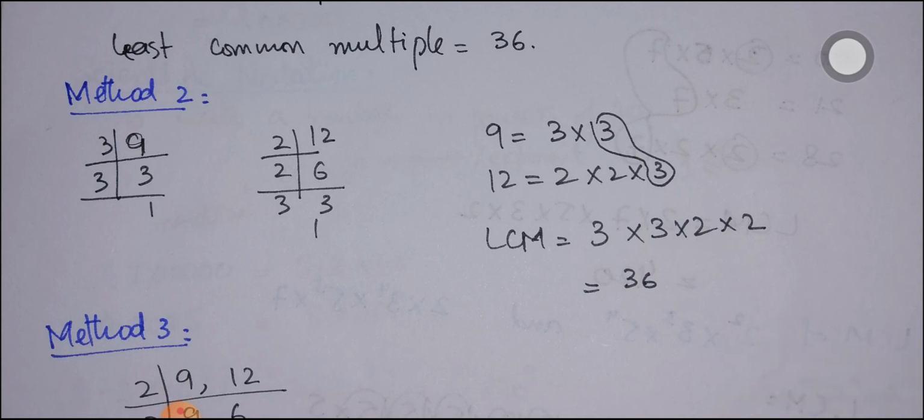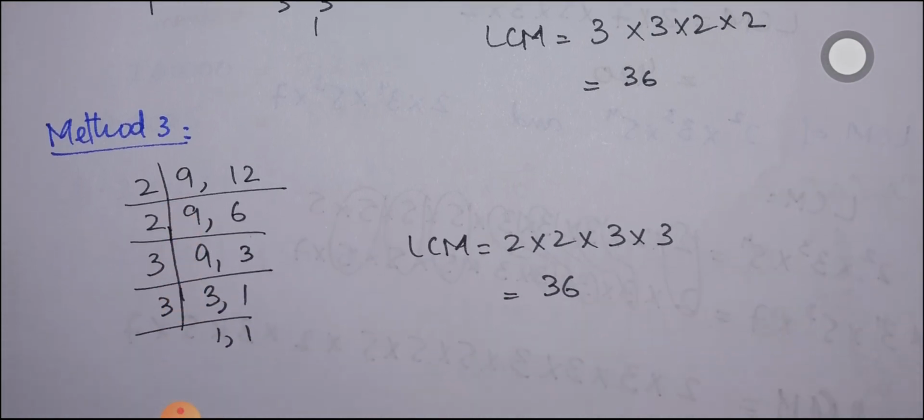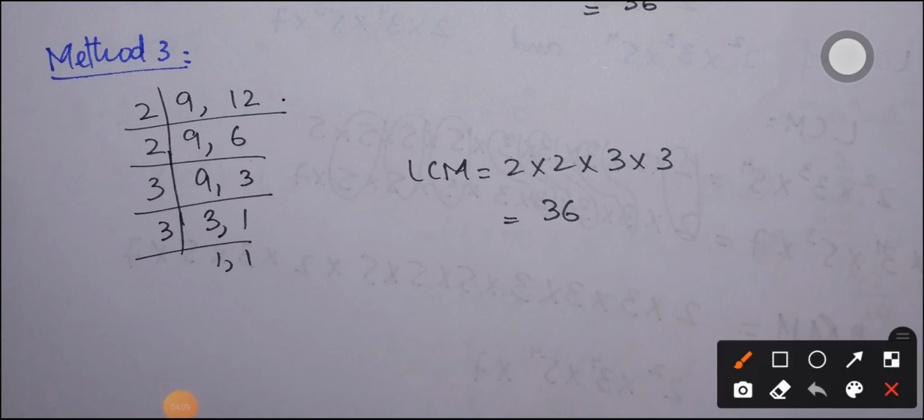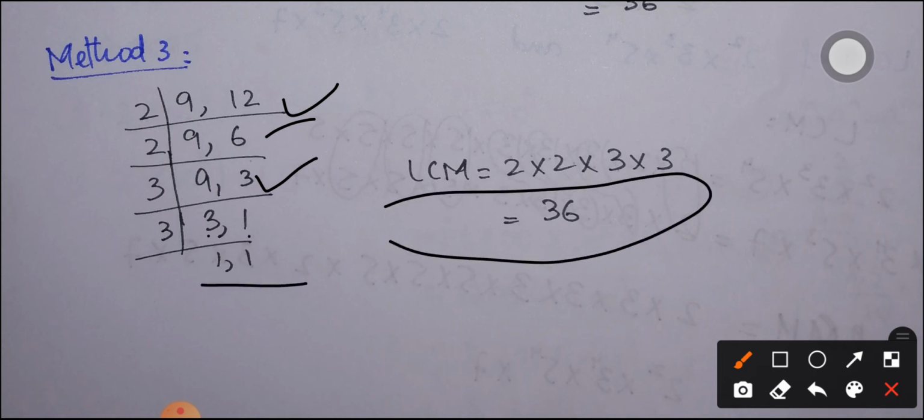There is method 3 as well. The third method, in which we deal with the two numbers together, is the most commonly used, where we take the LCM of the two numbers. That is, we deal with the two numbers as ones, and we start the prime factorization from 2. So 9 stays as it is, 2 sixes are 12, then 9 as it is, 2 threes are 6, then 3 threes are 9, 3 ones are 3, and 3. So here is the LCM, which is 36.